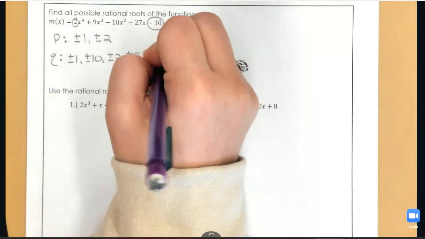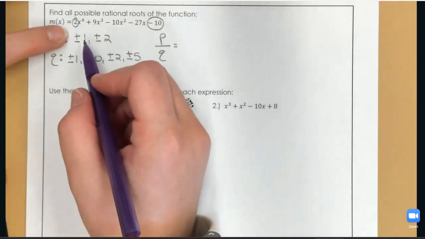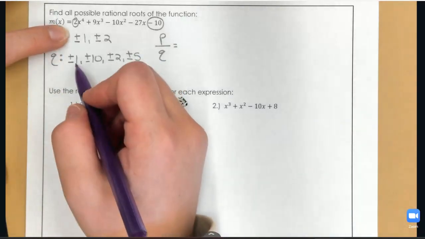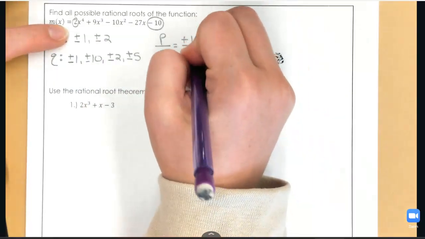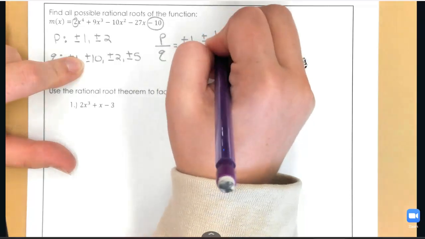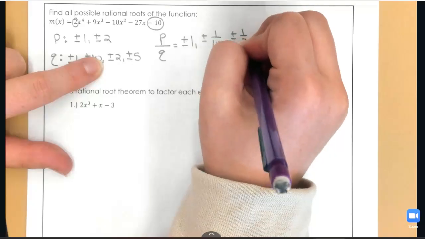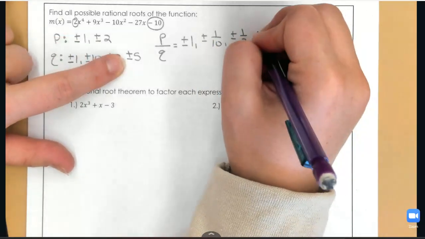To find p over q, I need to divide each of those. So I'm going to start with just p. P could be 1. So I could have 1 over 1, which is just 1. I could have 1 over 10, which is 1/10. I could have 1 over 2, which is 1/2. And I could have 1 over 5.